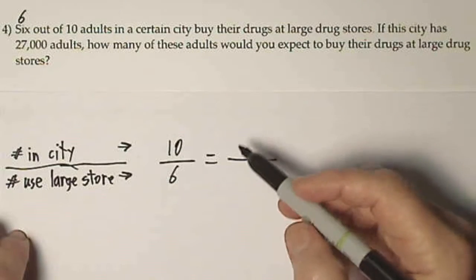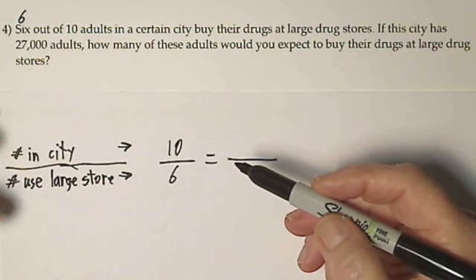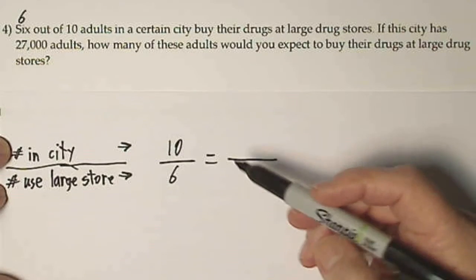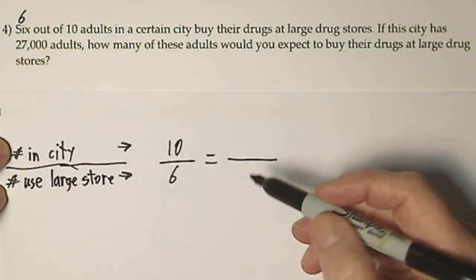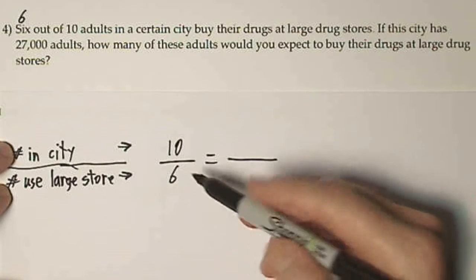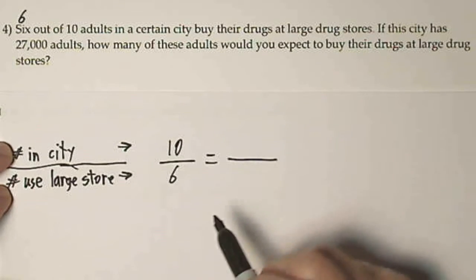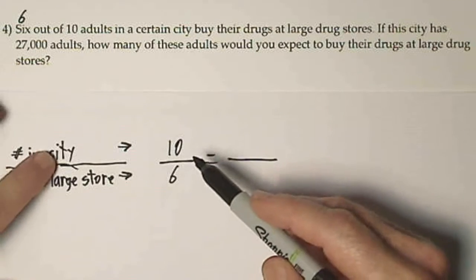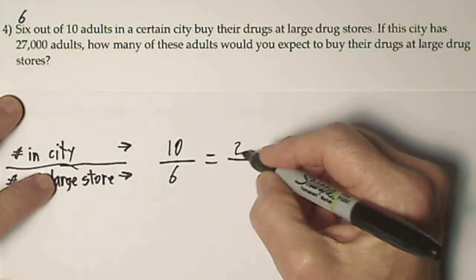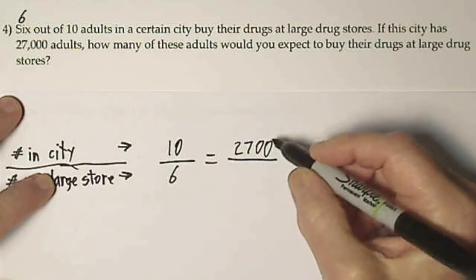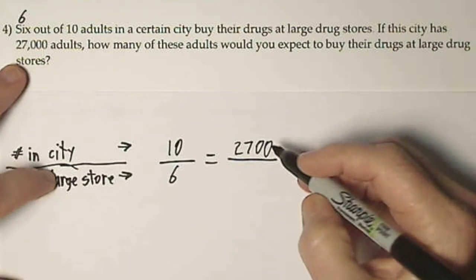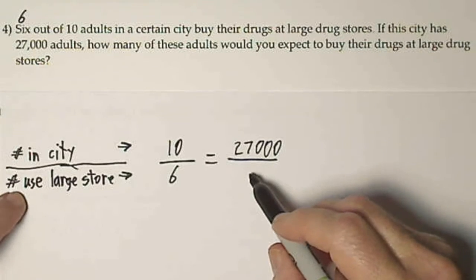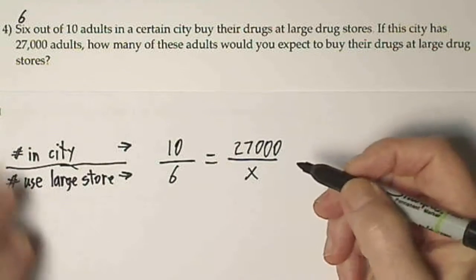Okay? It actually doesn't matter how you set this up. What matters is once you decide on it, you have to stay with it. And that's what I settled with, so I'm going to stick with it. Then let me see. The city has 27,000 adults. So the number in the city is 27,000. Yeah. And so how many would use the large drugstore? So there's our X.